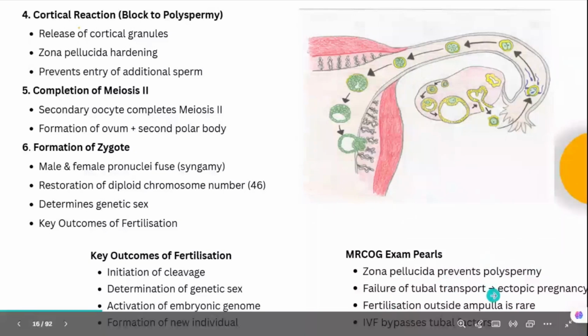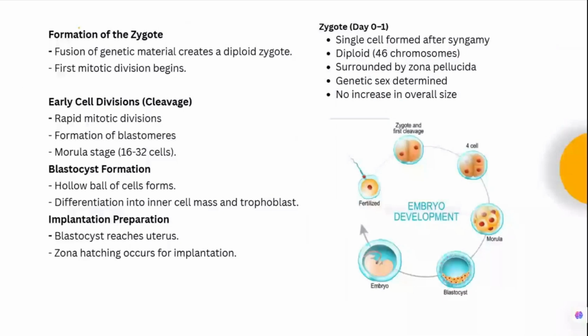Failure of the tubal transport may lead to ectopic pregnancy. Fertilization outside the ampulla is rare, and IVF bypasses these tubal factors. Okay, so these are the things which can be asked in the examination.